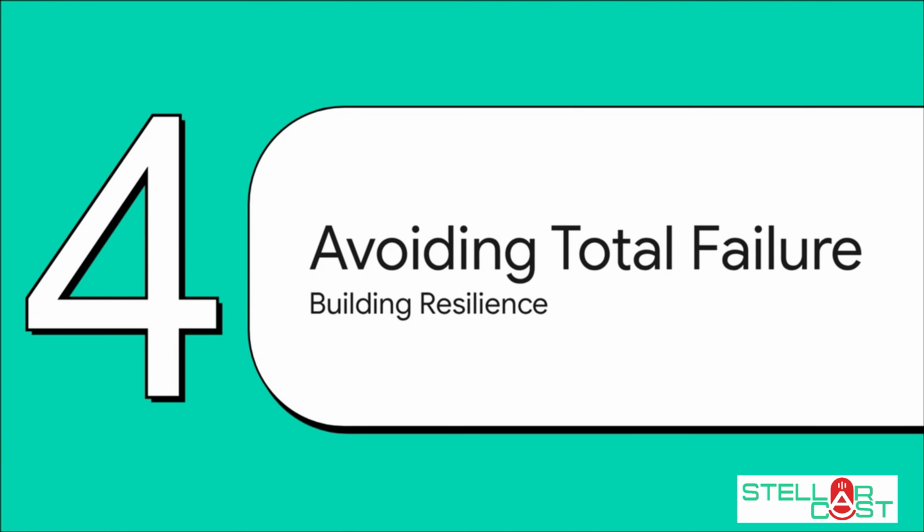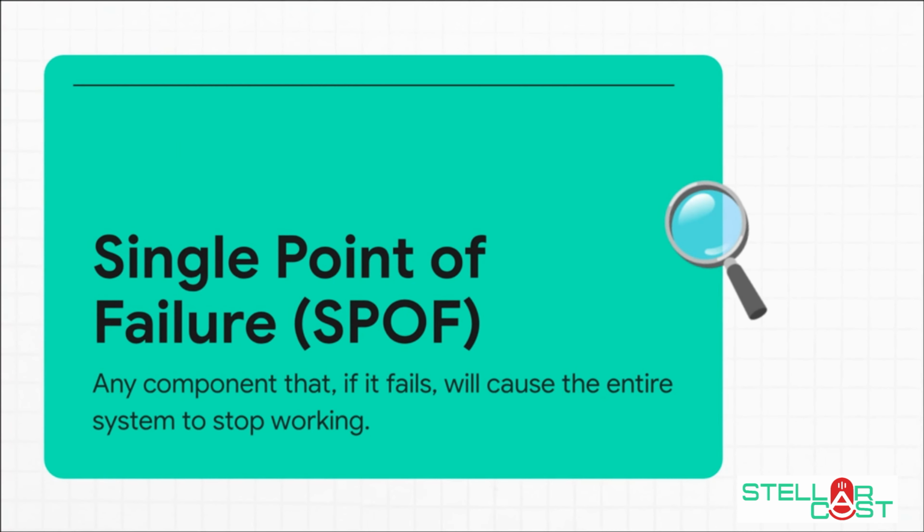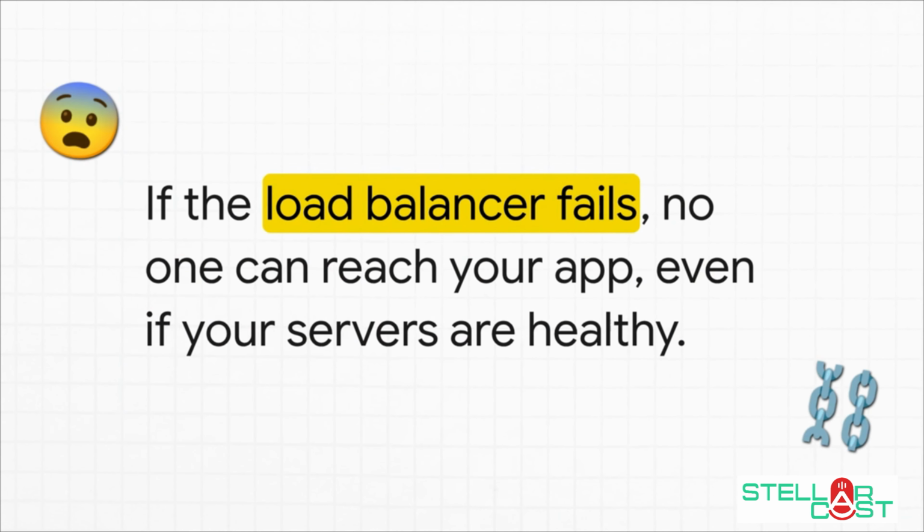So our system is now way more capable, but it's also way more complex. And with all that new complexity, we've accidentally created some new, hidden weaknesses. A single point of failure, or SPOF, is the Achilles heel of any system. It could be our database, or, you guessed it, it could be our brand new load balancer. I mean, think about that for a second. All of our application servers could be running perfectly fine, but if the one component directing traffic to them fails, the entire system is down.